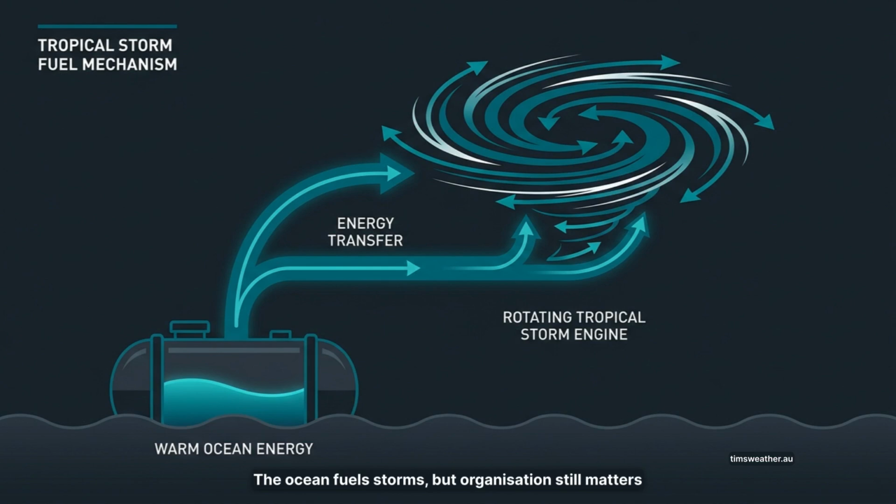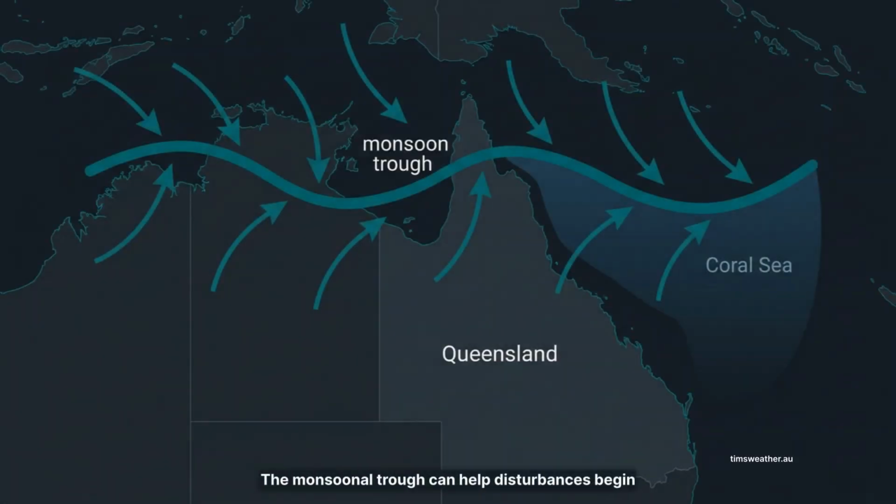Next comes spin. Because Earth rotates, moving air is gently turned by the Coriolis effect. Near the equator, this turning is weak, which is why cyclone development is less favored right on the equator. The Coral Sea is far enough away for that planetary spin to help a developing vortex organize, while still being warm and humid enough for deep tropical storms.